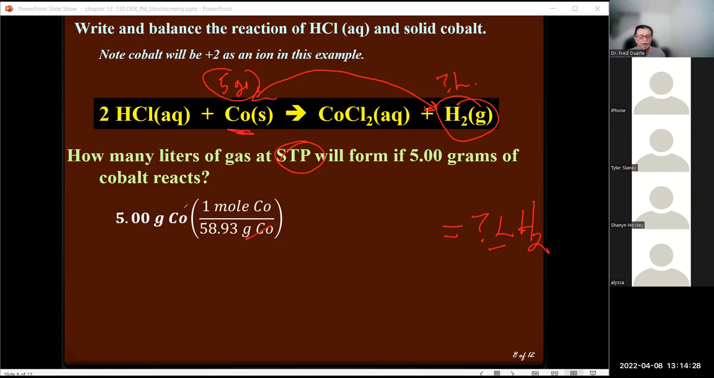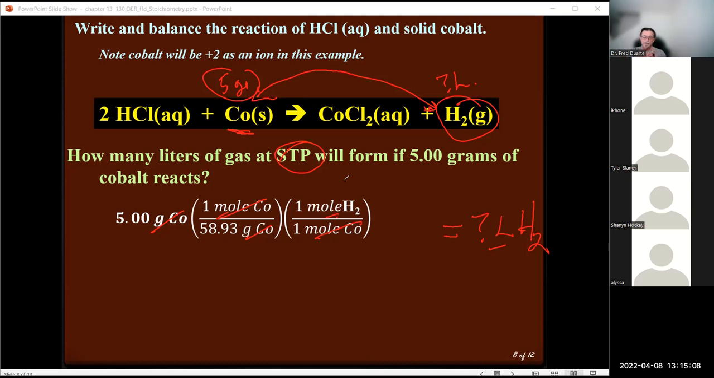Grams of cobalt cancel out unit-wise, leaving me with moles of cobalt. Then I look at the balanced chemical equation because my next conversion factor will convert that moles of cobalt to moles of hydrogen. Okay? And it's a simple 1-to-1 relationship. There's 1 mole of hydrogen per 1 mole of cobalt. Keeping track of my units.